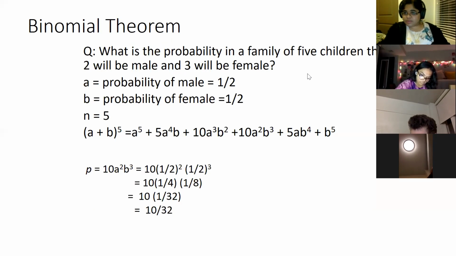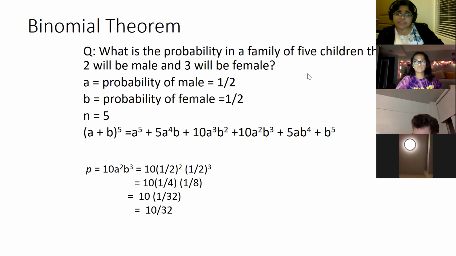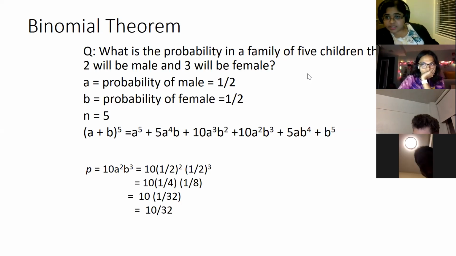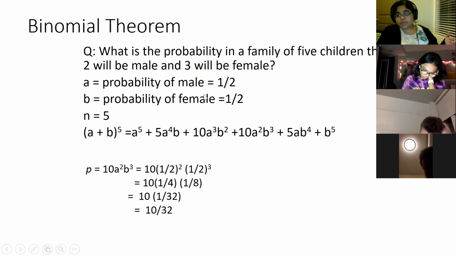What is the probability, in a family of 5 children, that 2 will be male and 3 will be female? In this case, I put down A equals the probability of male, one half, and B equals the probability of female, one half. You can put it in any order as long as you are consistent with your exponents and whichever probability you plug in. And n equals 5, because 5 children is the number of trials you are looking at.